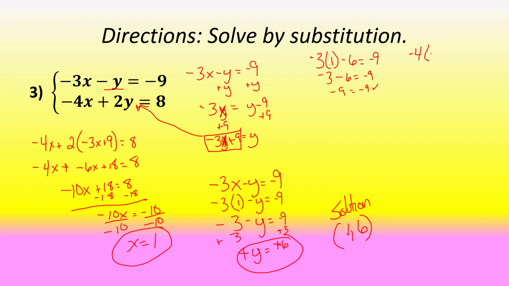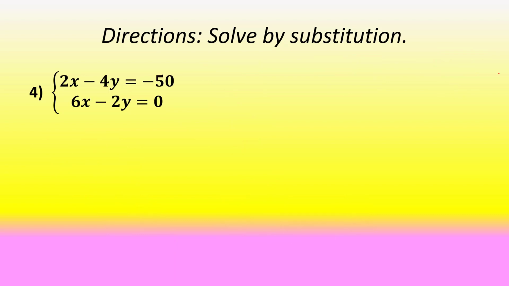Negative 4 times 1 plus 2 times 6 equals 8. Negative 4 times 1 is negative 4, plus 2 times 6 is 12, equals 8. Negative 4 plus 12, that is 8, does in fact equal 8, and we're good to go. All right, one more for you to try on your own.